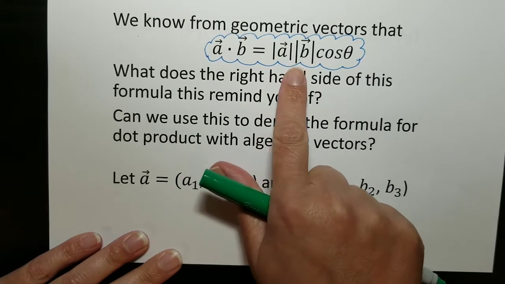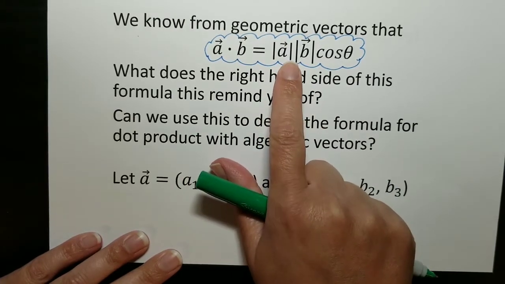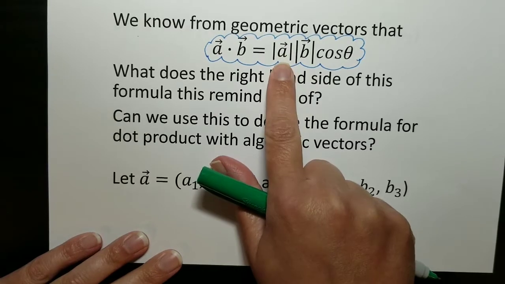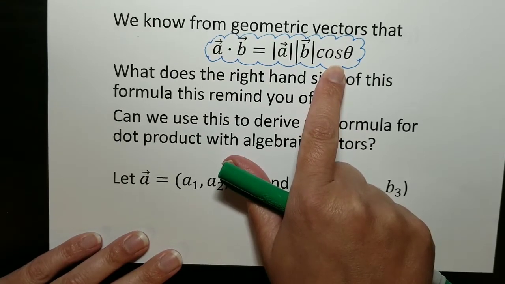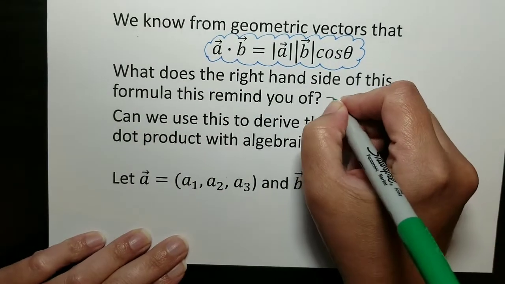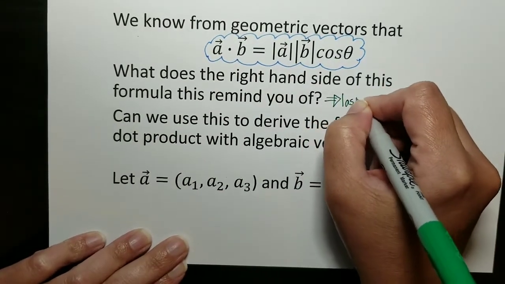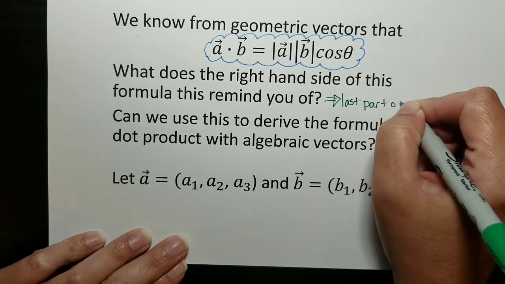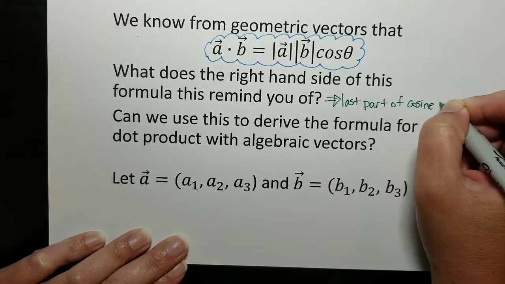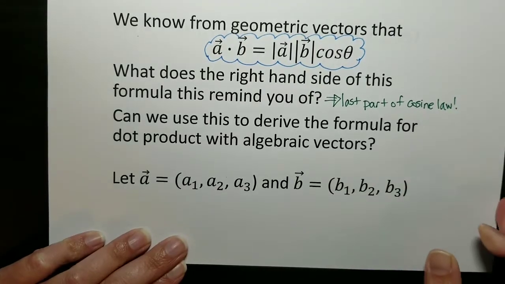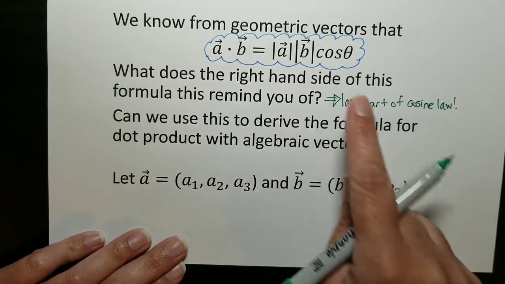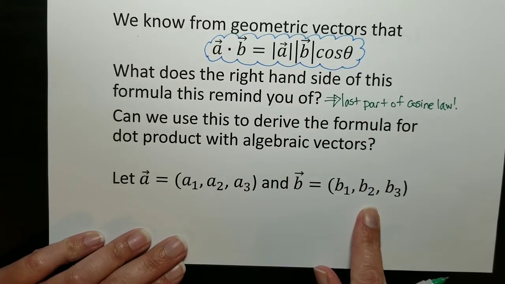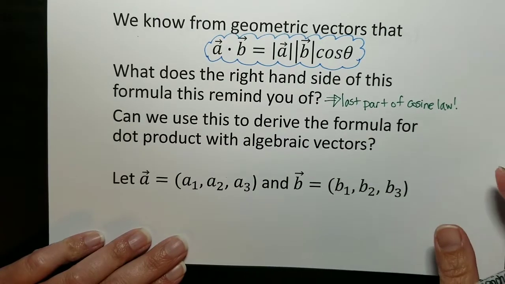So the main thing that I look at is, what do you know that has a magnitude times a magnitude times the cosine of the angle between them? To me, that looks like the end of the cosine law. So we're actually going to use the cosine law to derive a new formula based on this. It's from the same formula, but to be able to find this formula that we can use for our component vectors in algebraic form.